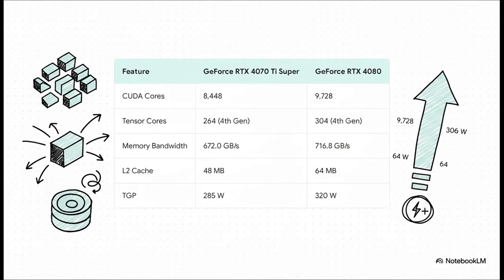For the RTX 4080, you're getting more CUDA cores, more tensor cores, higher memory bandwidth, and a larger L2 cache. Plain and simple. Now, what's the trade-off? Well, you can see it right there at the bottom, a slightly higher power draw at 320 watts. This table really tells the whole story of the 4080's hardware advantage.